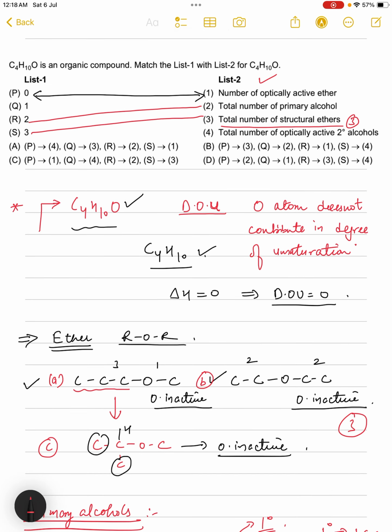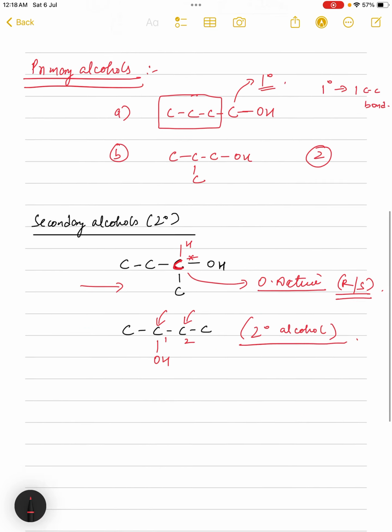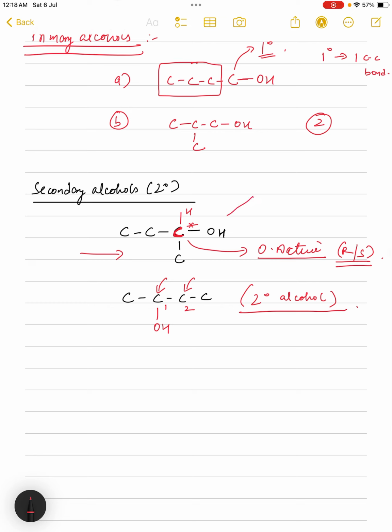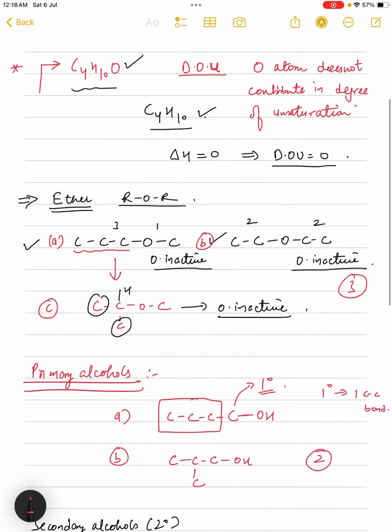So the total number of optically active 2 degree alcohols, how many will there be? The fourth option should go to 1, right? The question is asking how many optically active 2 degree alcohols. The optically active 2 degree alcohol is only this one, right? Yes, it has two isomers, but the question is asking how many alcohols are optically active. So it will be only one, in the case of 2 degree alcohols.